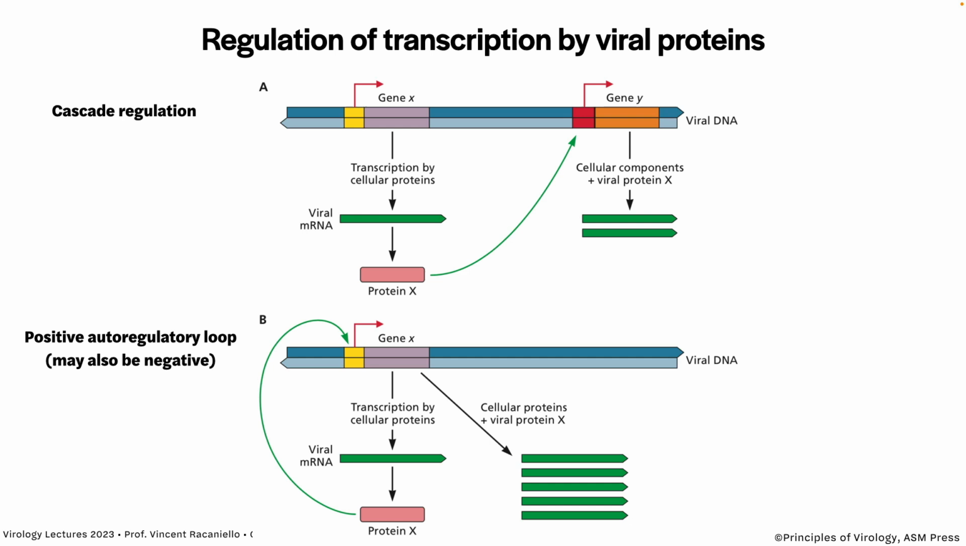All right, cascade regulation. The other is autoregulatory loops. Here is a positive one where a promoter for gene X makes mRNAs, which are then translated to protein X that stimulates the transcription of the promoter for gene X. So you get more mRNAs made. So that's a positive autoregulatory loop. It can also be negative, where the protein will turn off the promoter. Maybe you don't need very much, and so at a certain level of the protein, it turns it off. So either way, and again, we're gonna see examples of that today.